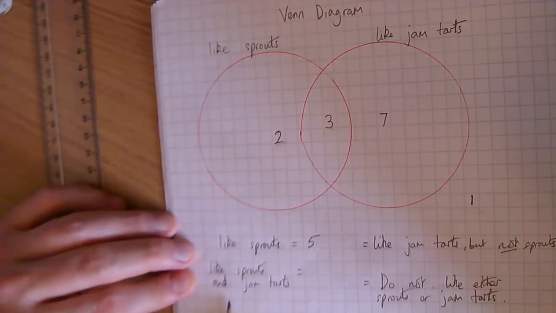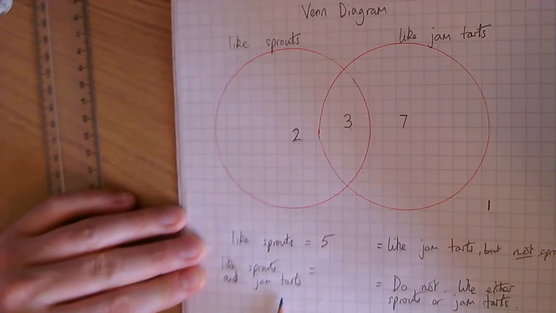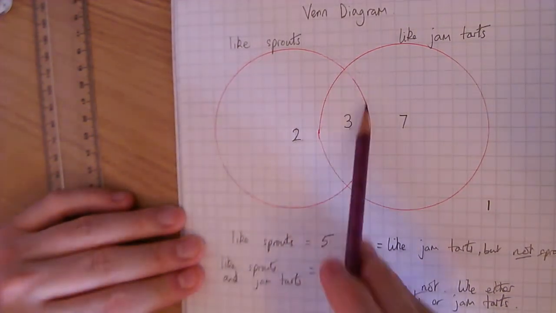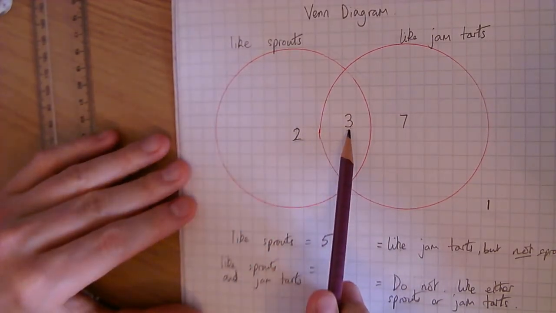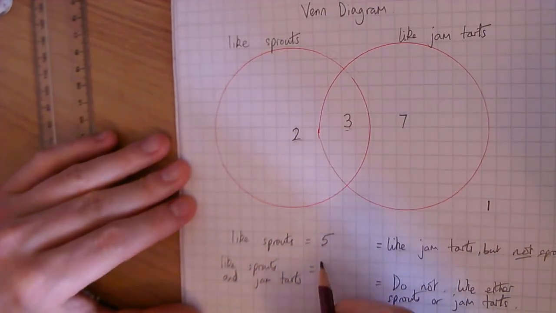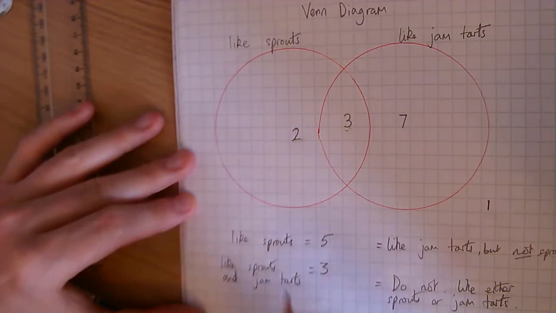Like sprouts and jam tarts. So these are the people in the middle, where the 2 circles overlap. So 3 people like sprouts and jam tarts. So they've got to like both.